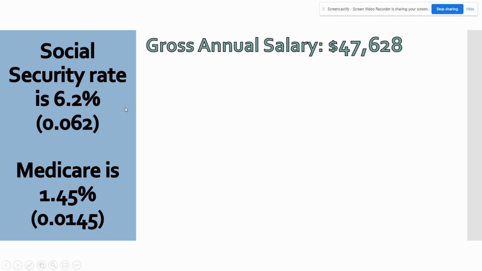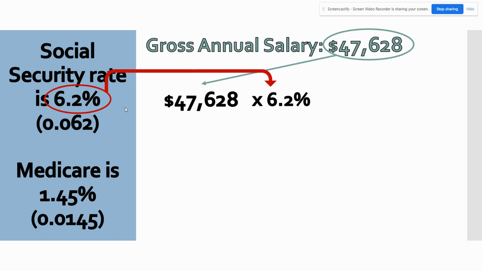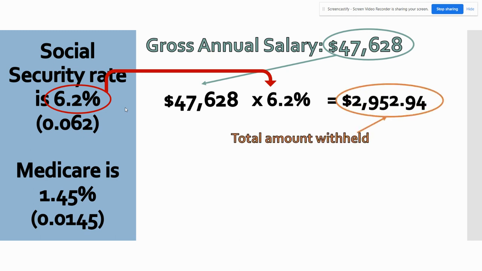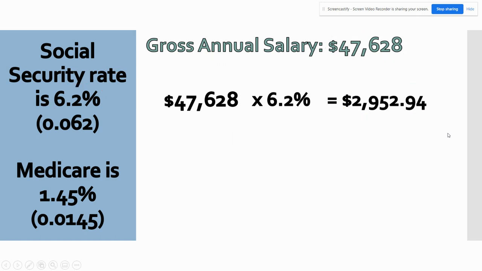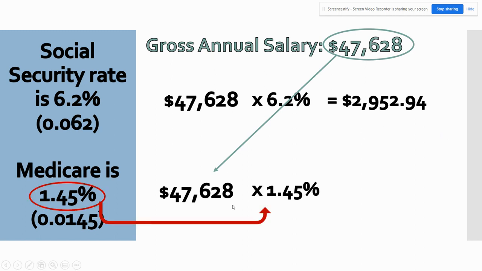So when we're calculating Social Security, we take the gross salary, again, go back to your gross salary, multiplied by the tax rate, and the total we get is the amount withheld. Okay, so for your contribution for the year for this person, that would be their total, $2,952.94. For Medicare, we do the same thing. The gross salary multiplied by the tax rate. Medicare is 1.45%. So when you enter it in the calculator, you're entering 0.0145.